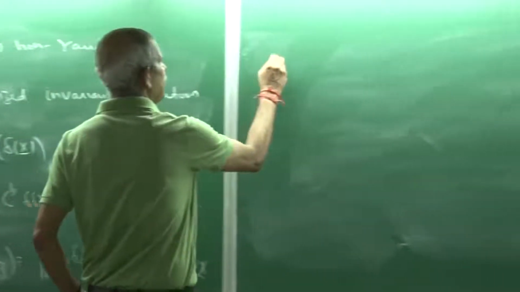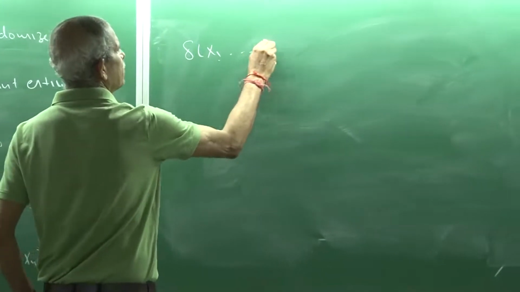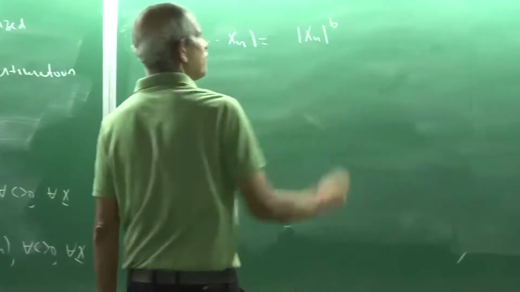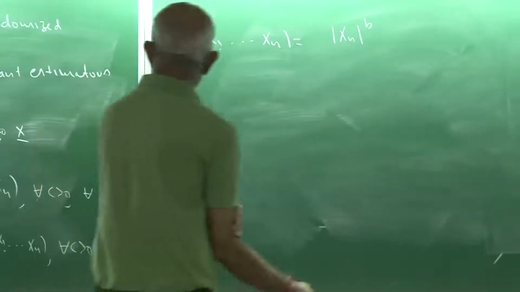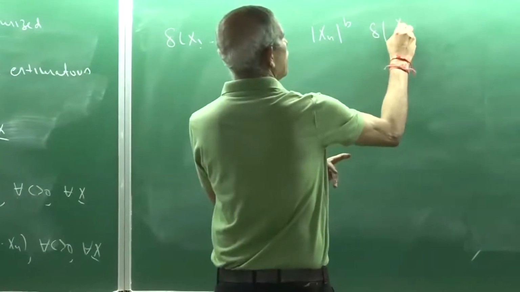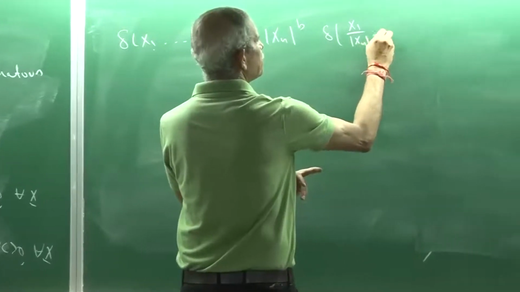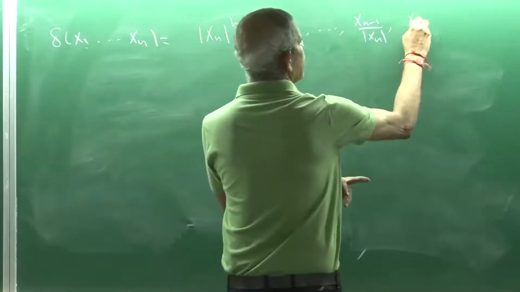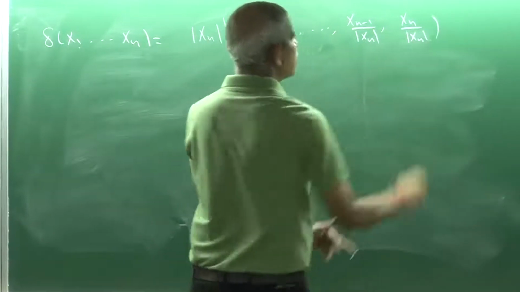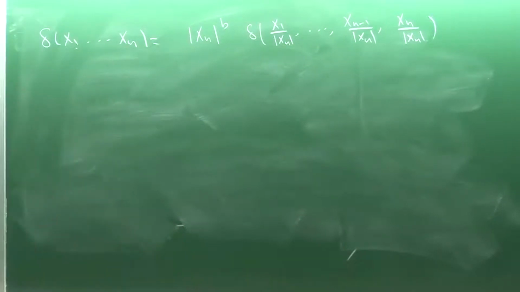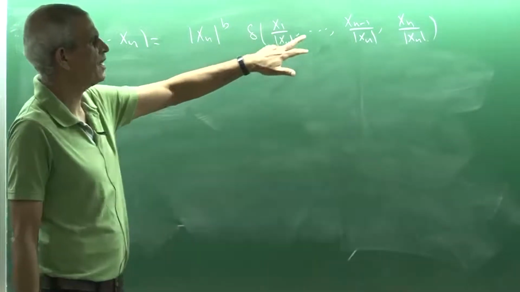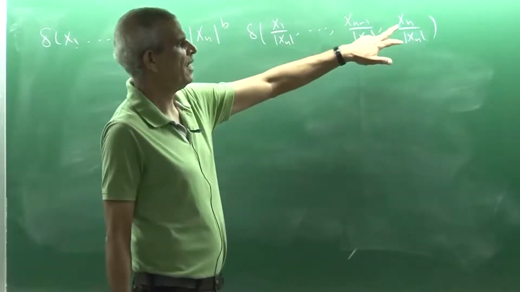So what does that mean? That means delta of x1, x2, xn is the same as mod of xn to power b times some function of x1 upon mod of xn, xn minus 1 upon mod of xn, and xn upon mod of xn. So my deltas would be mod of xn to power b and some function of x1 upon mod of xn, xn minus 1 upon mod of xn, and xn upon mod of xn.